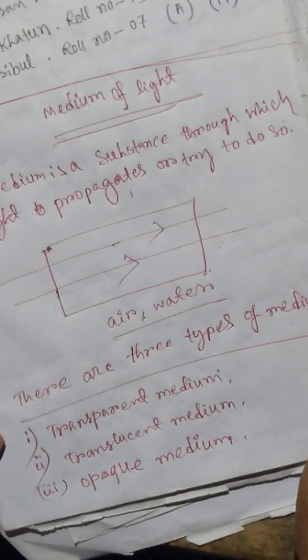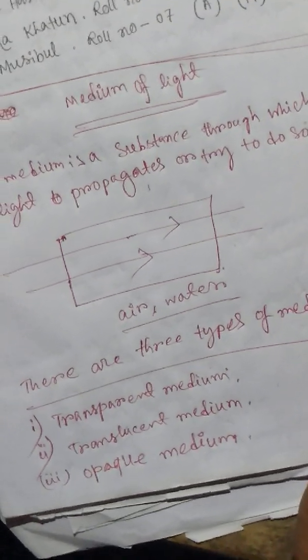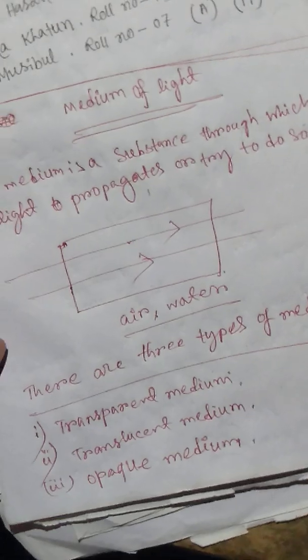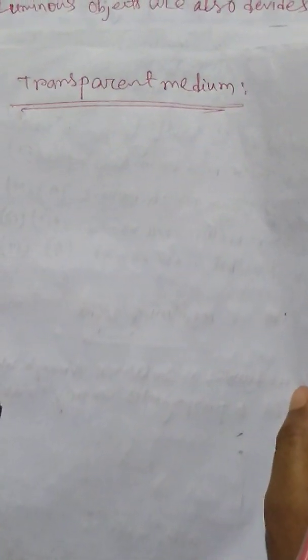First is the transparent medium, or transparent object, you also say. Second is the translucent medium, and third is the opaque medium. Now we define all these mediums one by one, and we also give some examples for every medium. Now our first medium is the transparent medium. What is the transparent medium? We have to define.